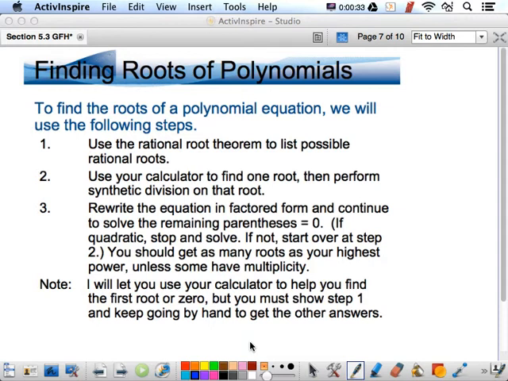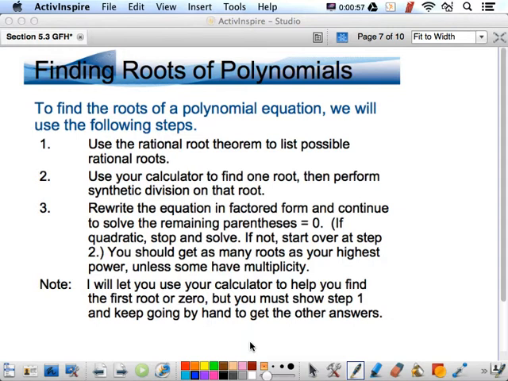Then you factor it, you rewrite the original equation in factored form and continue to solve the remaining parentheses equal to 0. If it's quadratic, you can stop and solve. But if it's not quadratic, like if it starts with a 4th degree and you do synthetic division, it'll bring it down to a 3rd degree, you would have to do synthetic division again. So you would have to go find another root, or sometimes the same root will work twice.